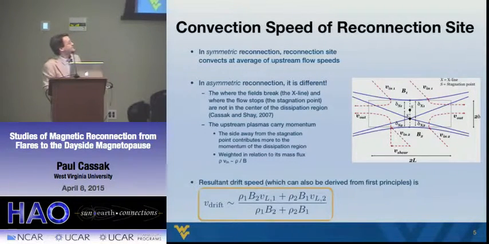What that means is that the flow from one side comes in, and when it reaches the stagnation point, it gets shot off to the side. So the upstream plasmas contribute different amounts to what's going on inside the dissipation region. If they carry momentum in the direction of the magnetic field, they'll contribute their momentum differently. Even if they're equal and opposite, you can get a net momentum of the dissipation region. You can do a little analysis, which I won't take you through, but we predicted that the drift speed should be given by this formula here, and it's basically the flow speeds on either side weighted in some way by the magnetic fields and the densities upstream.